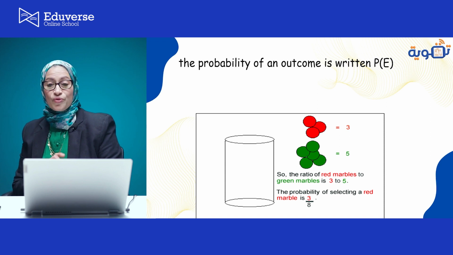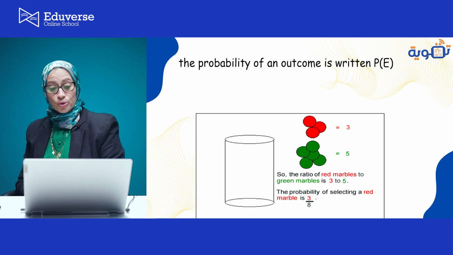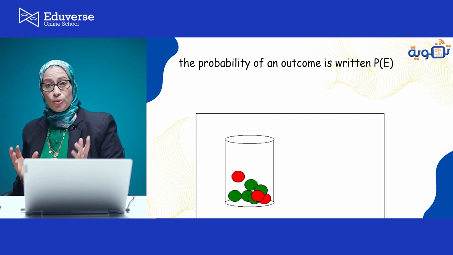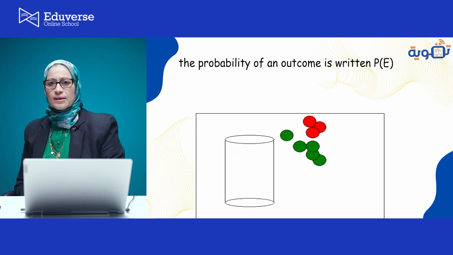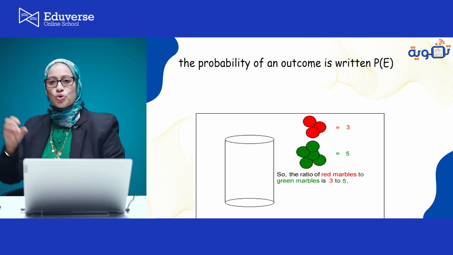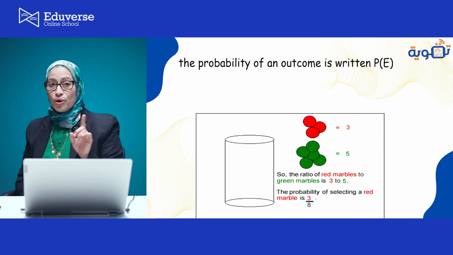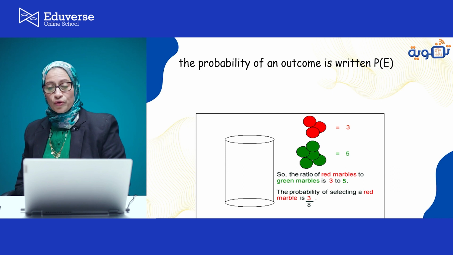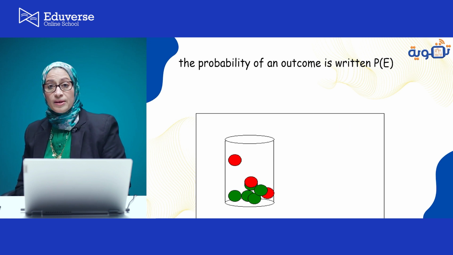So, let's take a look at this experiment. We have a jar, and this jar contains 3 red balls and 5 green balls. So the total of all the balls is 8. So what is the probability to get red or green? Let's say I choose a ball randomly. So what if it's red? The number of red balls is 3 over the total of the balls, which is 8. So 3 over 8. This is the probability to be red.